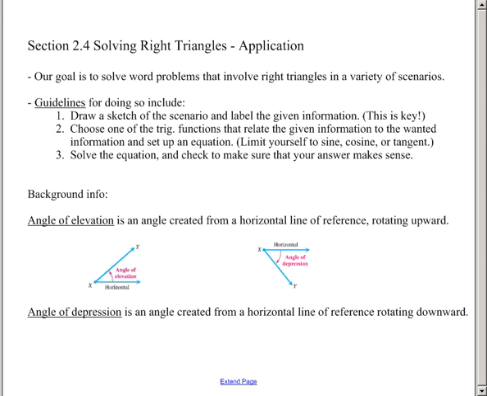I encourage you to limit yourself to sine, cosine, and tangent, because as we type that into our calculator, it's just easier to use those functions. And then lastly, you're going to solve that equation, and you're going to make sure that your answer even makes sense, just to see how everything is going.